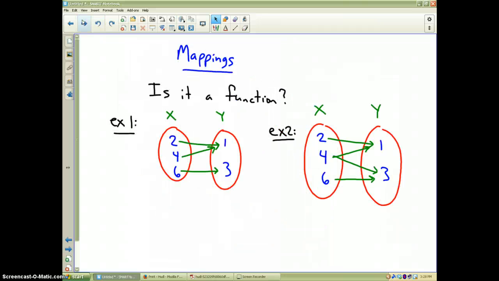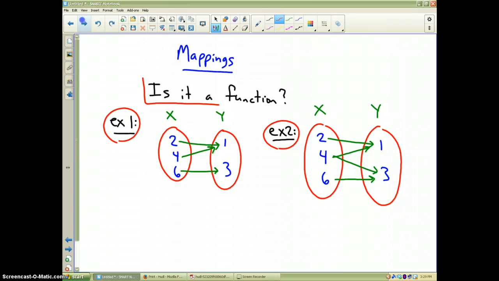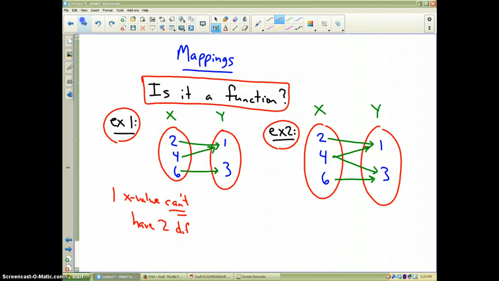Now, let's apply that to a mapping. Here's an example of two different mappings. Here's example number 1 over here, and here's example 2 over here. The question, are either of these a function? Well, if you keep in mind what I just mentioned, one x value can't have two different y values.